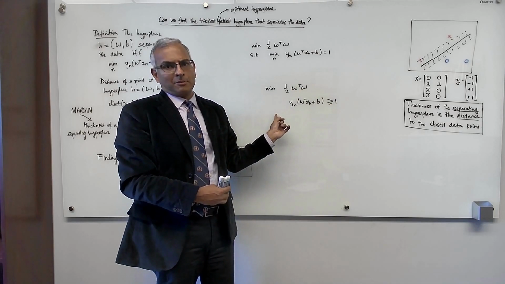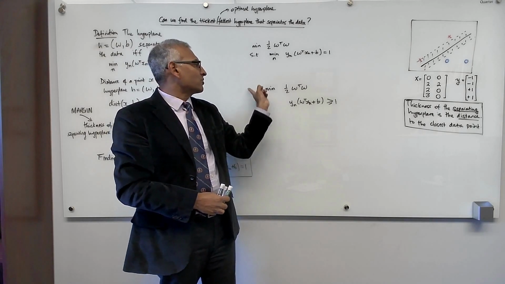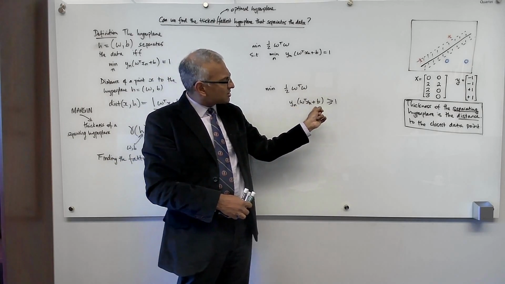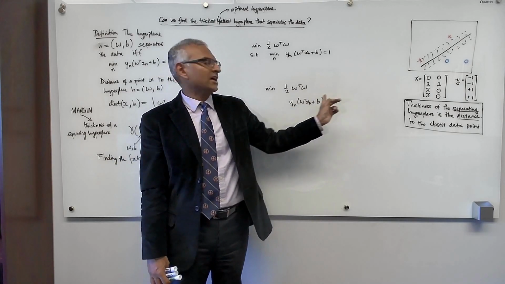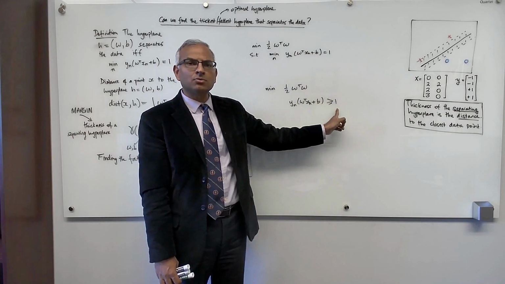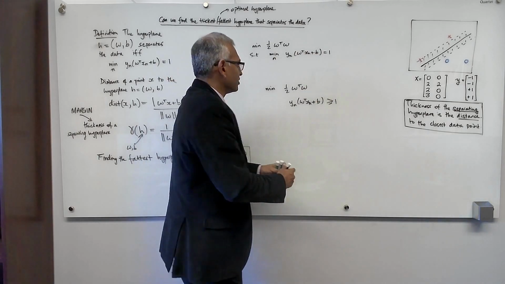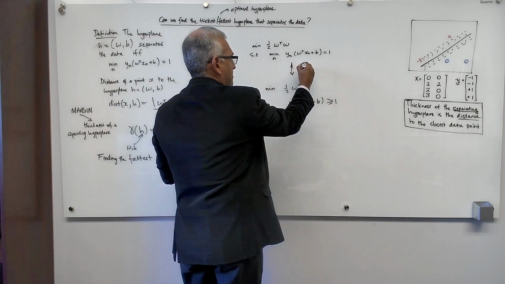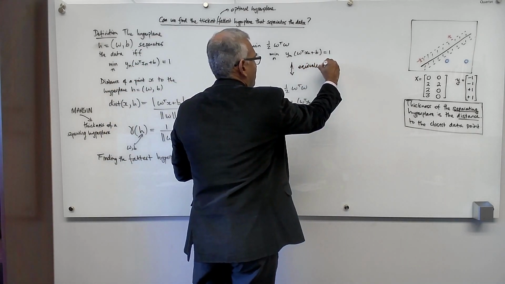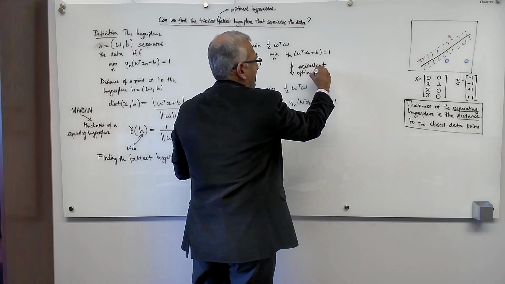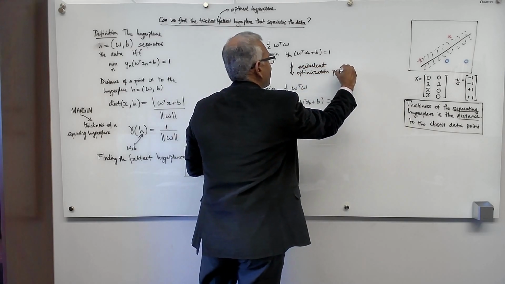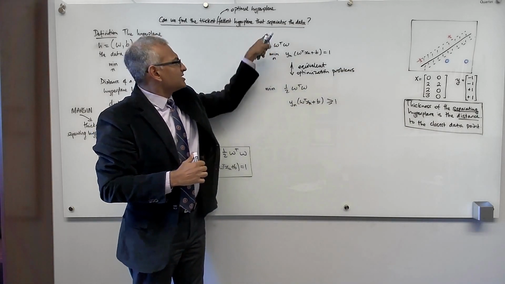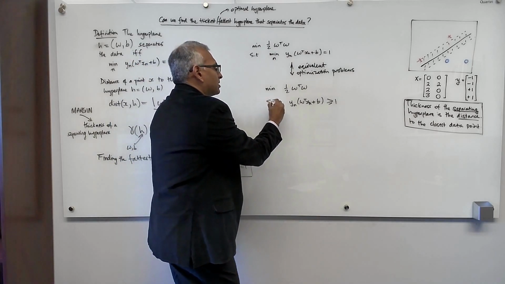So I'm claiming, and now you can sit down and prove rigorously, that if you're at an optimal for this problem, it will necessarily be the case that one of these constraints will be saturated. And that means that the minimum will not only be greater or equal to 1, it will be equal to 1. So these two are equivalent optimization problems. These constraints are not equivalent constraints, but these are equivalent optimization problems.